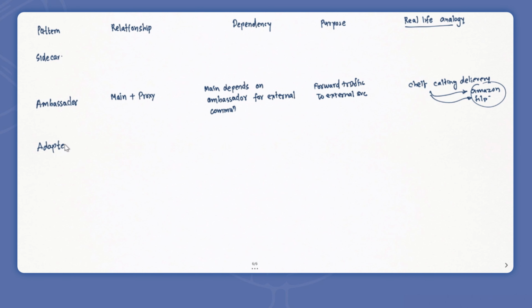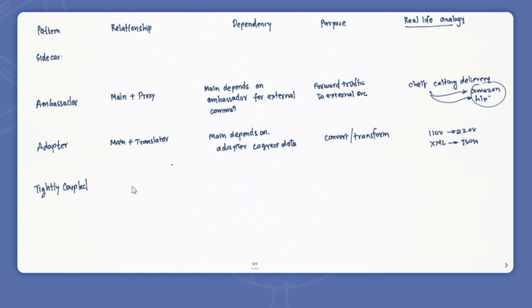Adapter: this is main plus translator. Main depends on the translator for input. The adapter converts and transforms data for the app. So it is like 110 volt to 220 volt, or XML to JSON, or JSON to XML, whatever it needs. And tightly coupled means it's a partner. Both run together; one is useless without the other. Watch plus process, it's like a dough maker plus pizza baker.